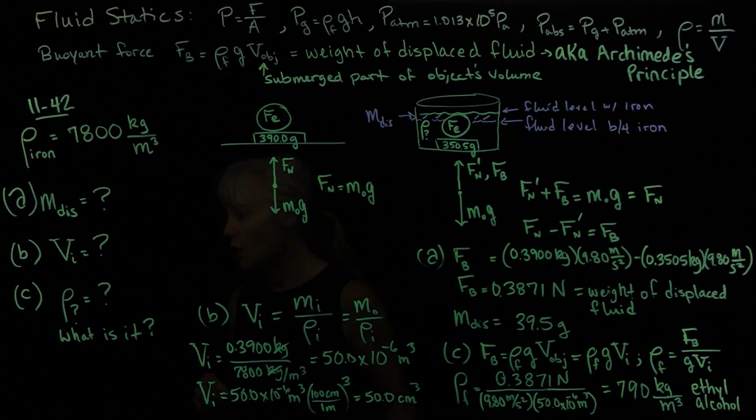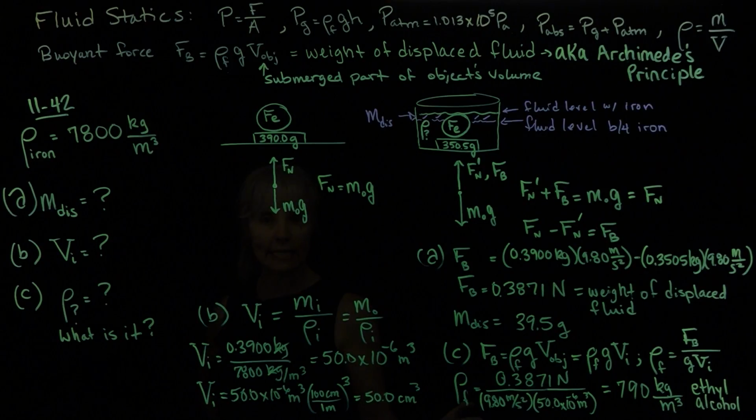reads as the following. Archimedes' principle can be used to calculate the density of the fluid as well as that of a solid. Suppose a chunk of iron with a mass of 390.0 grams in air is found to have an apparent mass of 350.5 grams when it is completely submerged in an unknown fluid. A, what mass of fluid does the iron displace? B, what is the volume of the iron using its density given in table 11.1? And C, calculate the fluid's density and identify it.